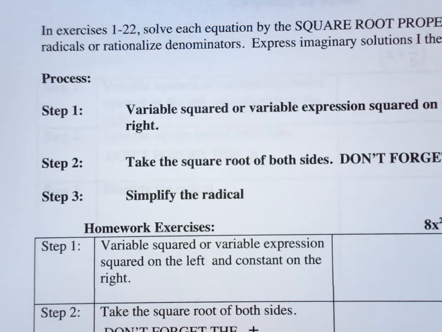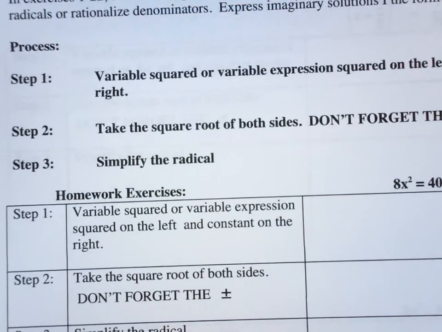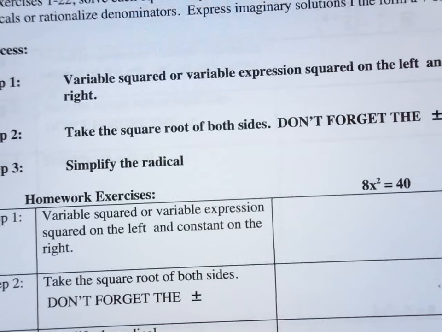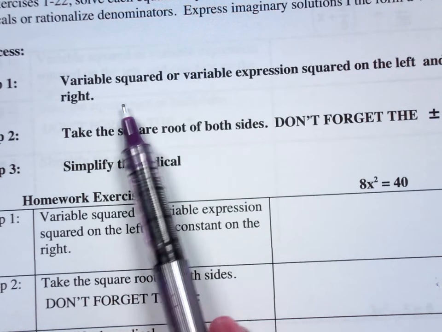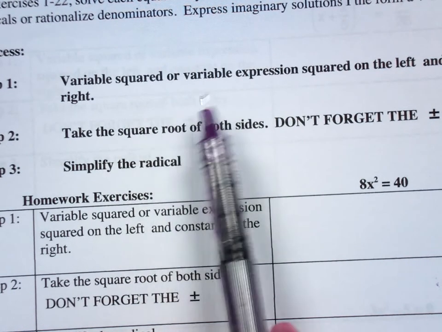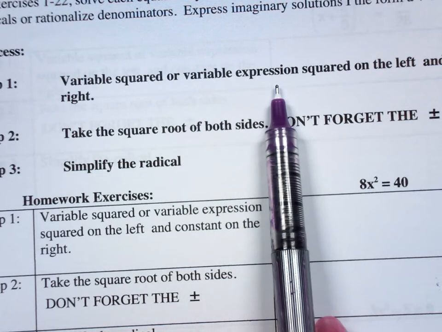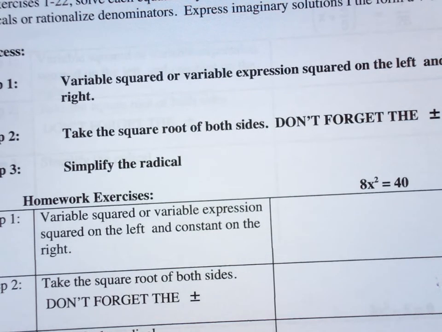Anytime I have a problem, I look at it and say, is there a process, a set of steps that I follow when I do the problem? And then I set up a template that does those steps. When I'm doing something using the square root property, I put the variable squared or the variable expression squared on the left, constant on the right. So I kick the constant to the other side and make sure the squared thing is by himself.